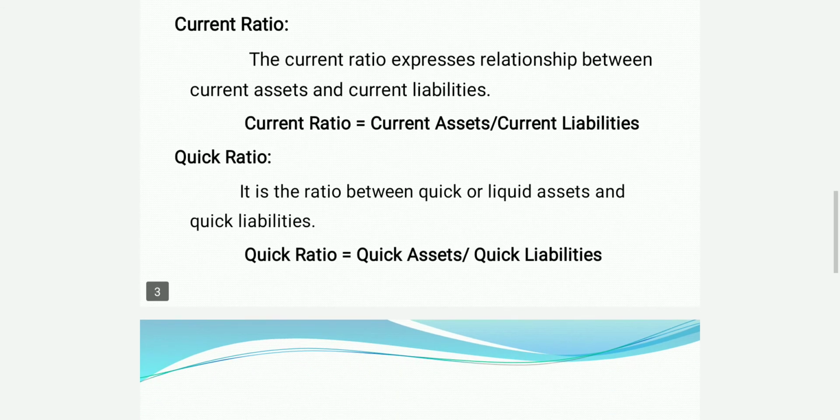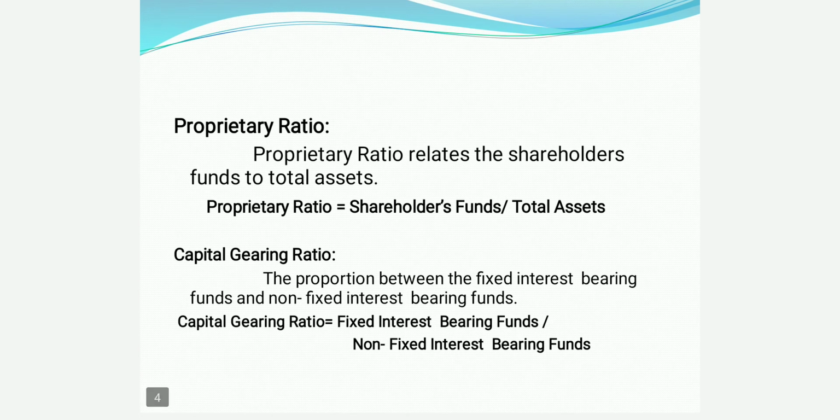Next one is proprietary ratio. The proprietary ratio relates the shareholders fund to total assets. That is called proprietary ratio. The proprietary ratio formula: proprietary ratio is equal to shareholders fund divided by total assets.